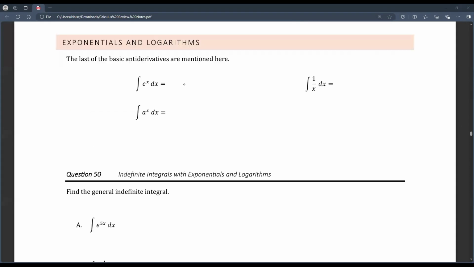We should also know how to find antiderivatives of exponential functions, as well as recognize the derivative of ln of x. The antiderivative of 1 over x is ln of x plus c. Note the absolute values around x in this situation.